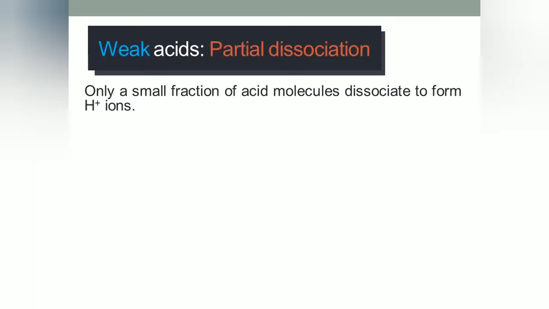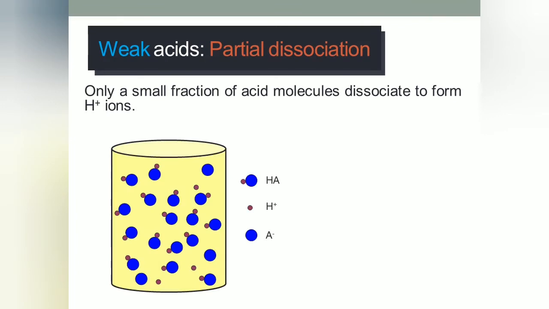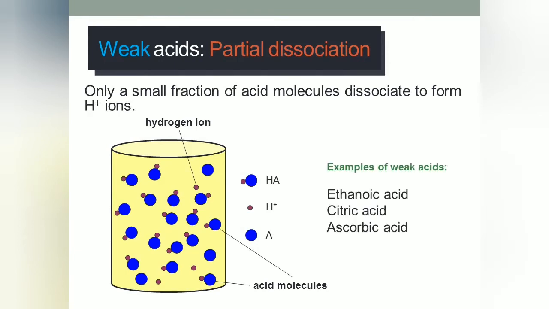Whereas for weak acids, only a small fraction of acid molecules will dissociate. From the diagram, you can tell that most of the acid molecules remain as acid molecules. And if you look carefully, the number of hydrogen ions is much lesser than for the strong acids as shown previously. Some examples of weak acids are ethanoic acid, citric acid, and ascorbic acid. Weak acids can be found frequently in our food.